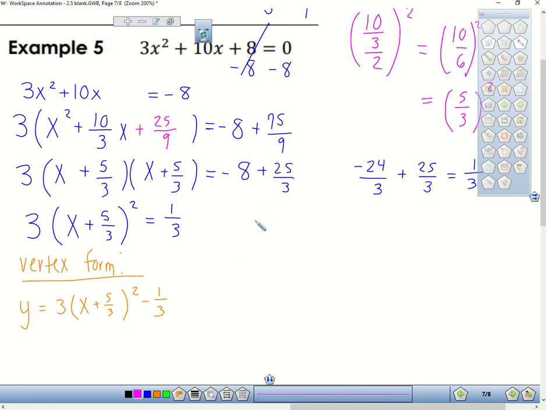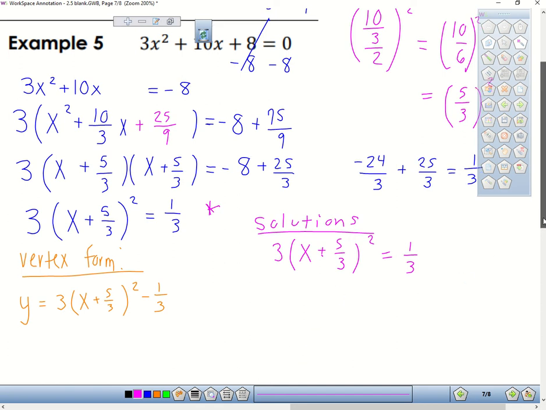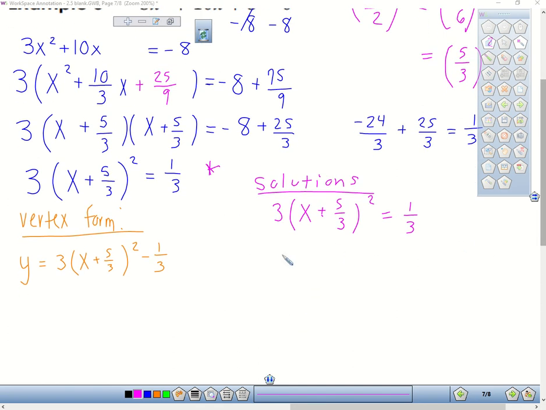And then to find solutions, it's a little bit more of a lengthy process. So to find my solutions, I'm going to rewrite my equation at this critical point here. We're going to do an easier one at the end, I promise. And now we're just going to get the squared binomial by itself. So how can I get the 3 to the other side? Divide by 3. 1/3 divided by 3 is 1/9. And then I square root both sides.